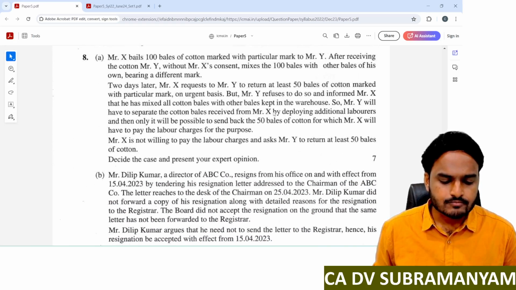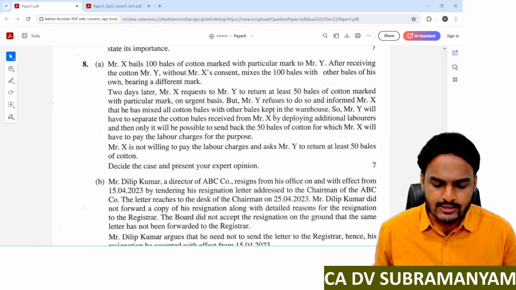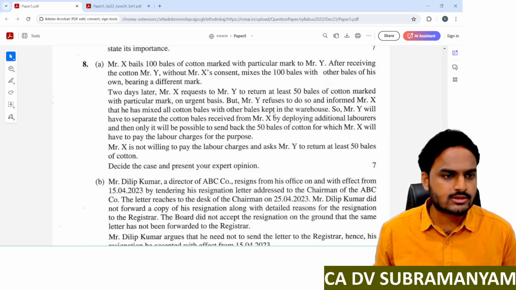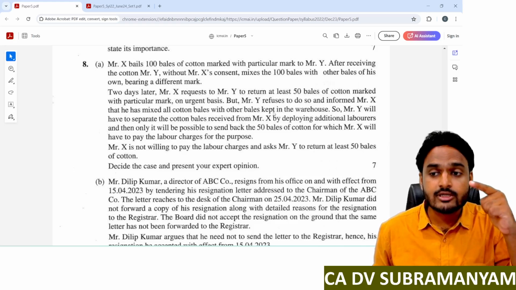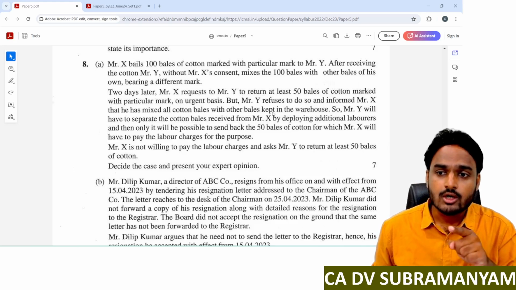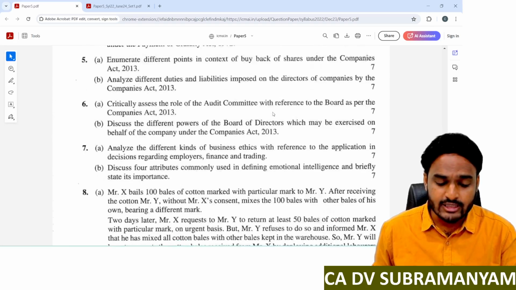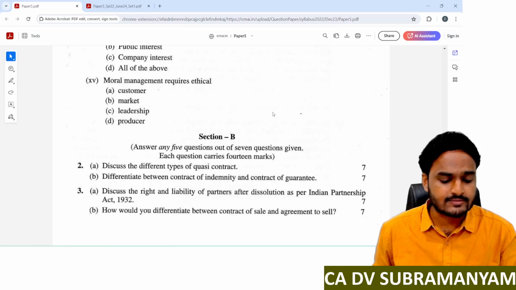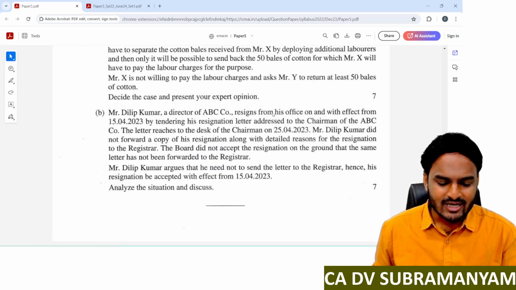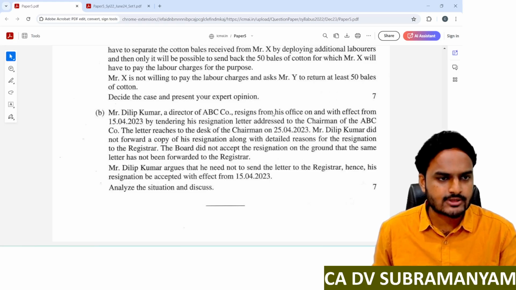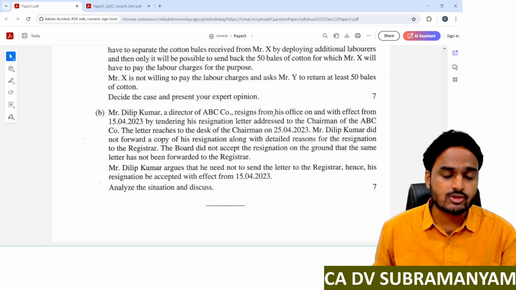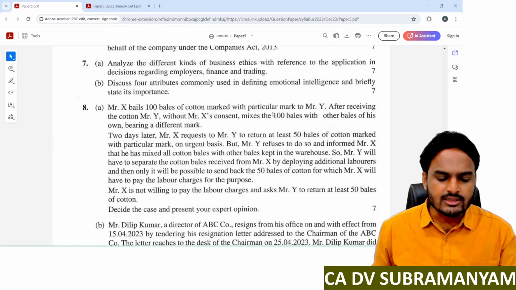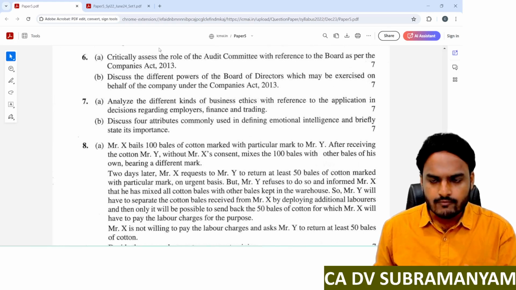Eighth question. The first one is bailment and pledge, Indian Contracts Act, 7 marks. So first you saw Indian Contract Act with 14 marks, and this is one more question from the Indian Contract Act. That means a total of 21 marks from the Indian Contracts Act. And last one, if you observe carefully, the resignation by the director. Mr. Dilip Kumar, a director of a company, resigns from his office. So this is also from the directors chapter, 7 marks. Corporate laws, another 7. So in this manner, a question paper will be given to you for the upcoming exams.